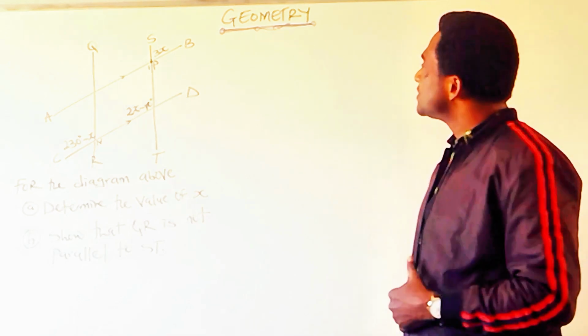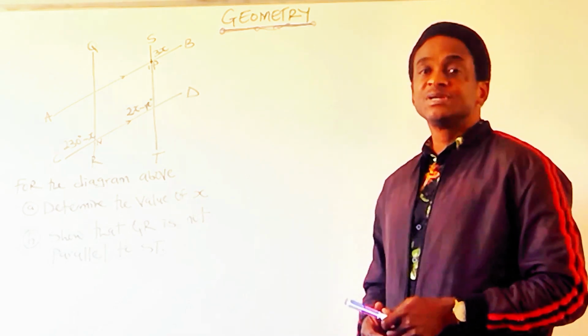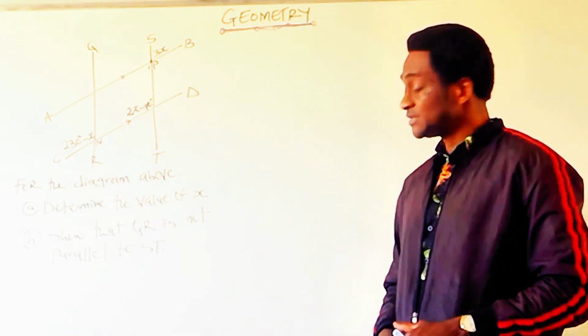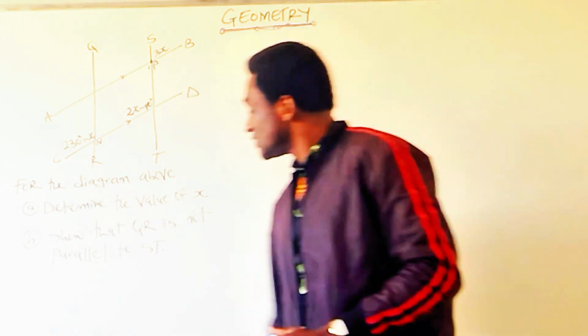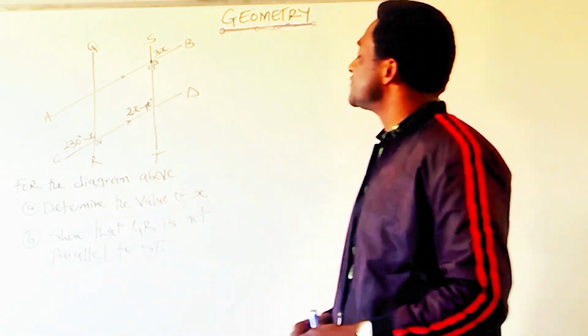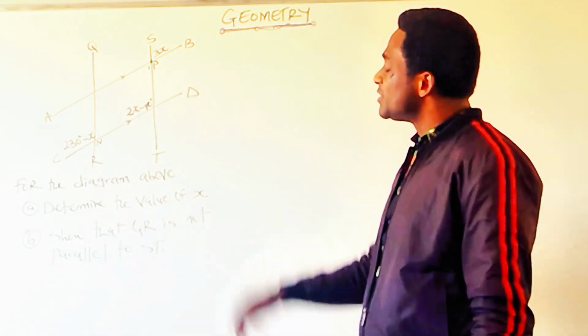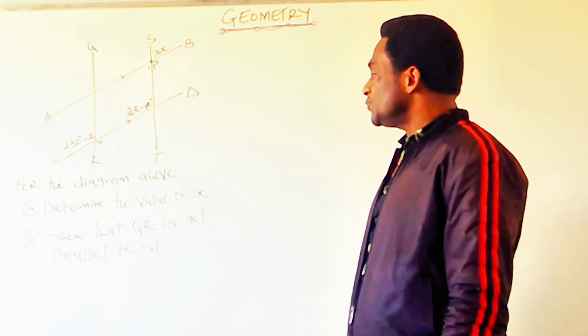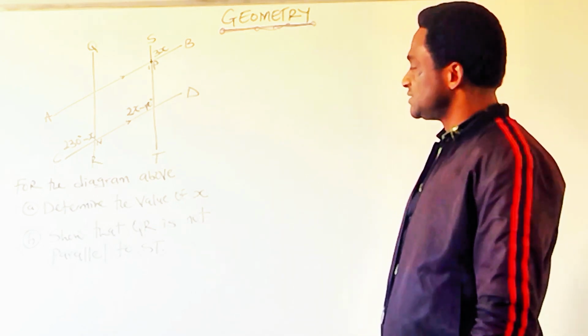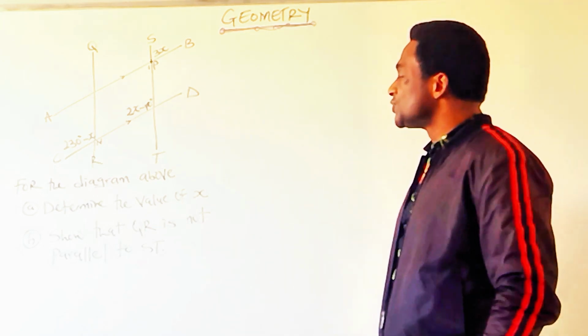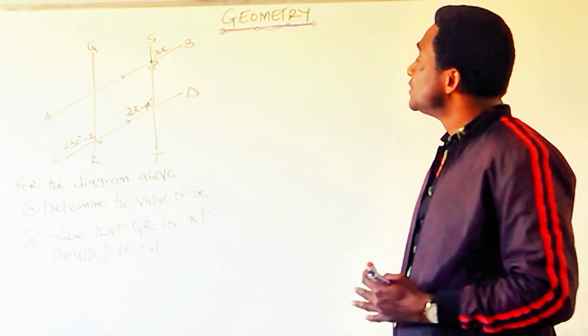Today we are going to look at grade 9 geometry, and that is the geometry of lines. We have a sketch here, and they are asking us from the diagram above that we should determine the values of x and show that QR is not parallel.